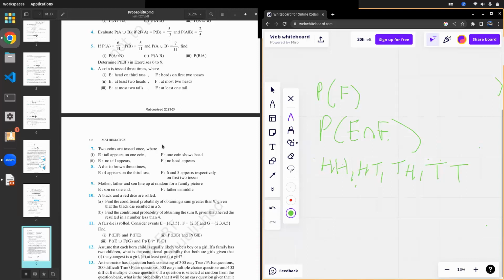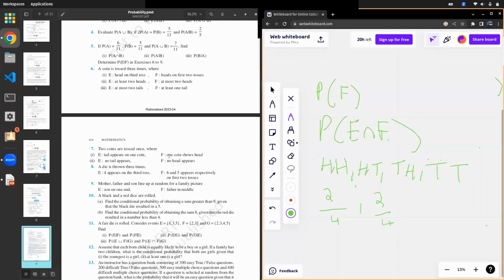So the probability of one coin shows head, if you see, it is 2 by 4. And E intersection F will become one coin should have tail and another coin should have head, which is also 2 by 4. So our required answer can be formed by doing the division of these two.